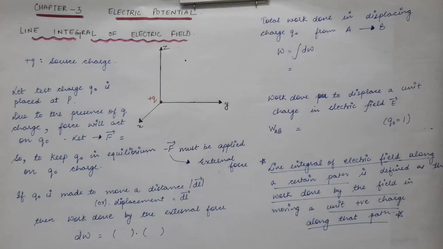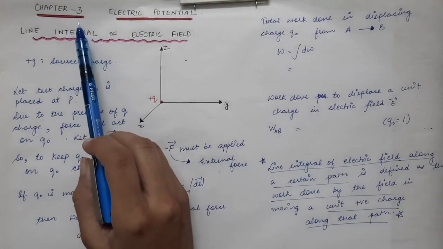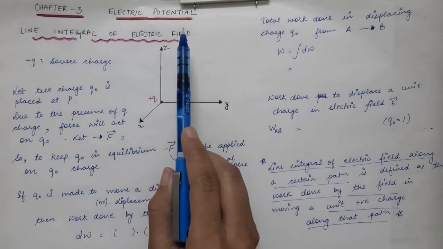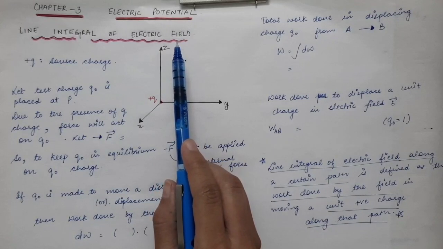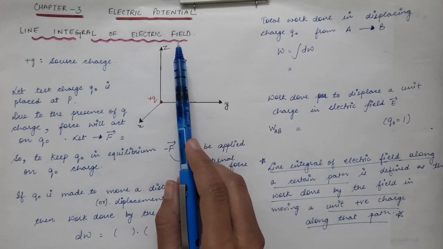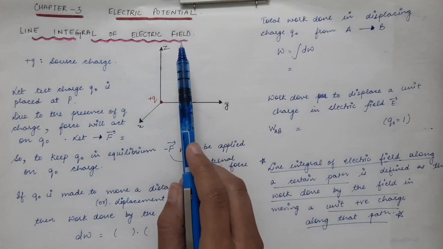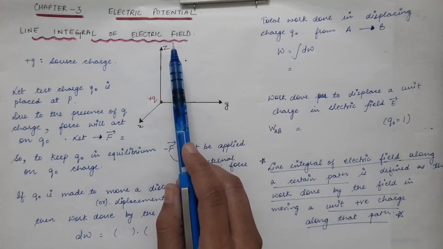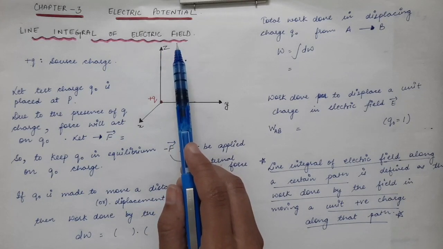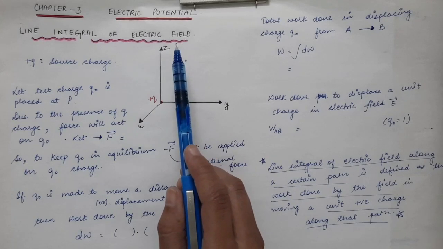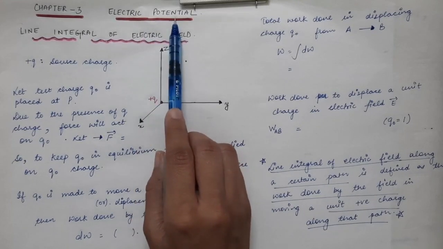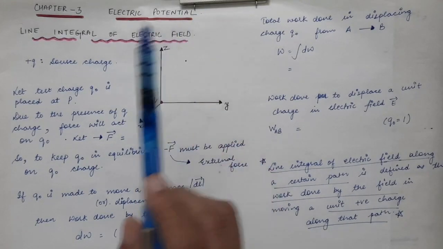So students, today we are going to start with the third chapter, the next chapter, which is the electric potential. Till now we have studied the electric field. All the topics were related to finding the electric field. That electric field was due to a point charge. It can be due to a distribution of charge, that is, it can be due to a line charge, or a surface charge density, or a volume charge. Now we are going to see what is electric potential, and this is related to electric field.